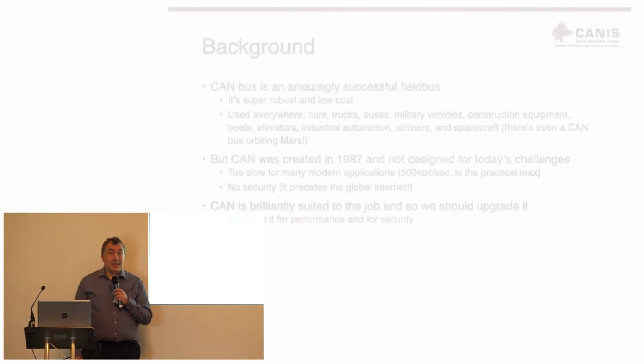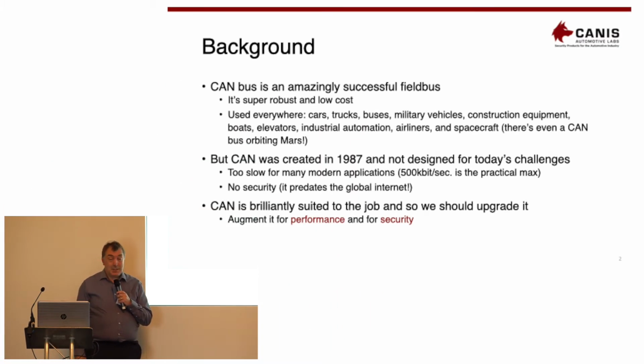And what I want to talk about today is how we can update CAN bus for all the things we want to do with it in the 21st century. So, CAN bus is amazingly successful, as you might have noticed. Super robust, it's very low cost, that's why it's everywhere, and it's in everything from cars, buses, trucks, spacecraft, and there's even a CAN bus right now orbiting Mars, which is pretty good.